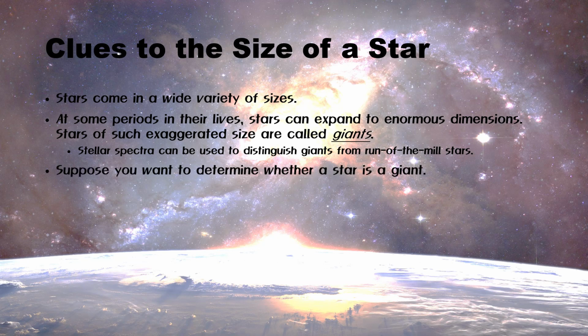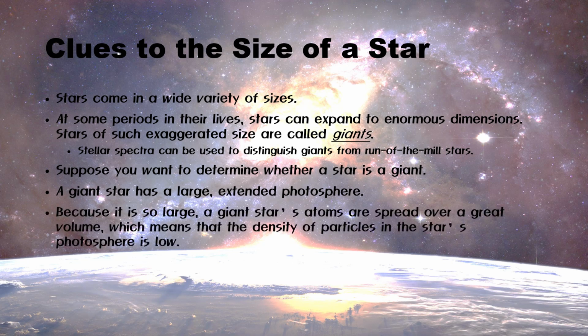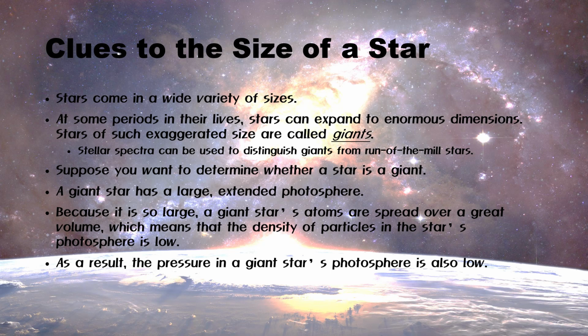So suppose you want to determine whether or not a star is a giant. Well, a giant star has a large extended photosphere. This is a hydrostatic equilibrium trying to reestablish itself. Now, because it is so large, a giant star's atoms are spread over a great volume, which means that the density of particles in the star's photosphere is low. As a result, the pressure in a giant star's photosphere is also low. And this low pressure affects the spectrum in two ways.